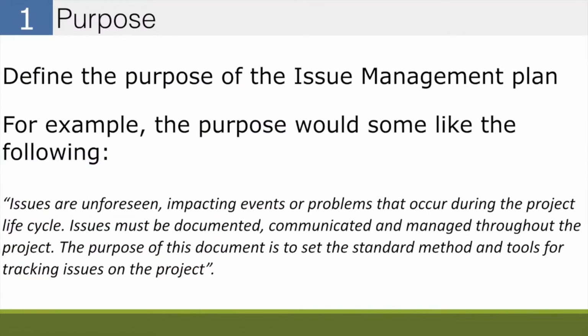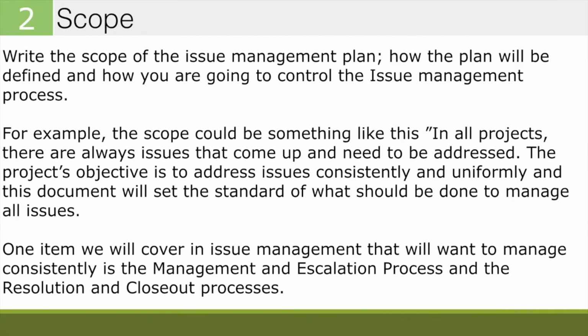Make sense? Okay. So let's start with number one, the purpose. You have to define the purpose of the issue management plan. For example, issues are unseen, impacting events or problems that occur during the project. Issues must be documented, communicated, and managed throughout the project. The purpose of the document is to set the standard method and tools for tracking issues on the project. Very basic, right? But it's a key component to make sure people understand why you develop an issue management plan. So you can use this purpose, you can tweak it, modify it, but I think it's important to have a purpose for your document.